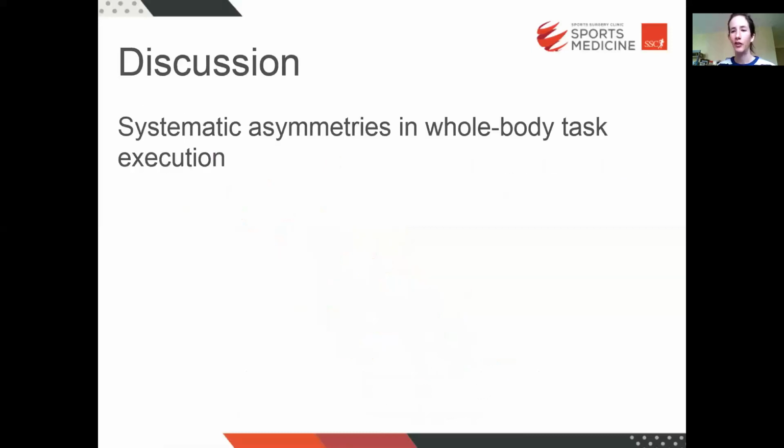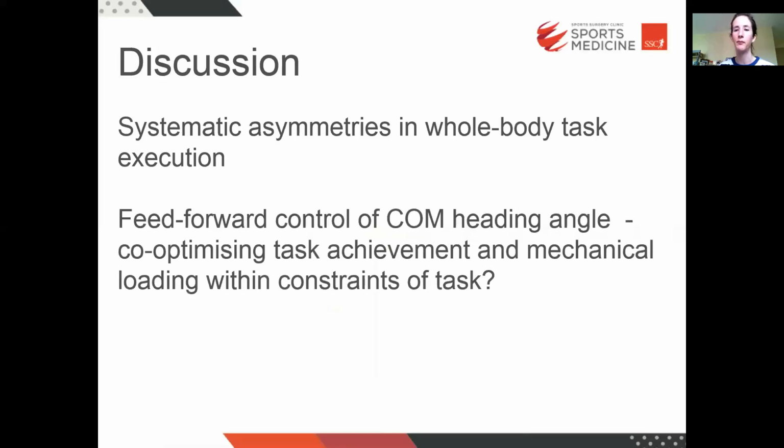So in conclusion, we found that systematic asymmetries in whole body change of direction task execution are indeed present around the time of return to sport after ACL reconstruction. So this might need to be borne in mind when interpreting joint level differences between limbs.